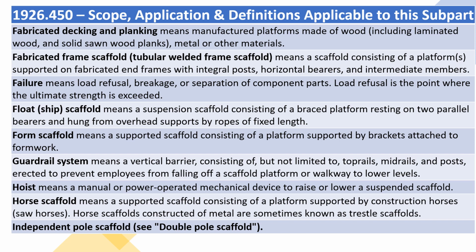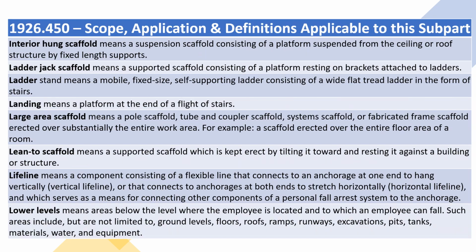Horse scaffolds constructed of metal are sometimes known as trestle scaffolds. Independent pole scaffold, see double pole scaffold. Interior hung scaffold means a suspension scaffold consisting of a platform suspended from the ceiling or roof structure by fixed length supports. Ladder jack scaffold means a supported scaffold consisting of a platform resting on brackets attached to ladders.